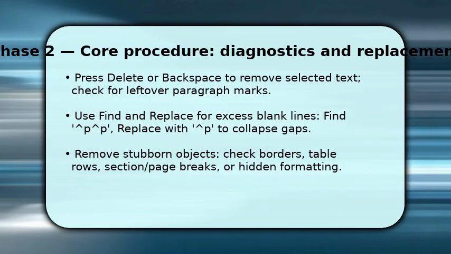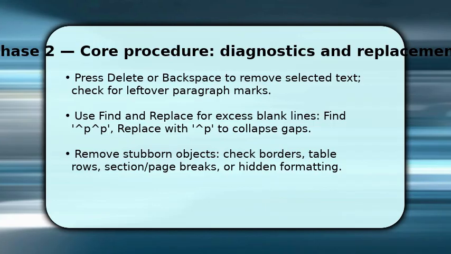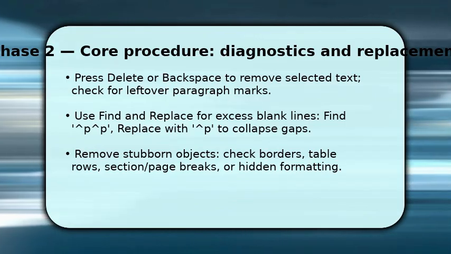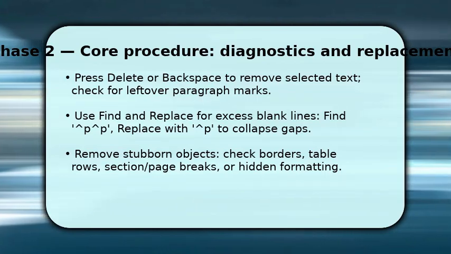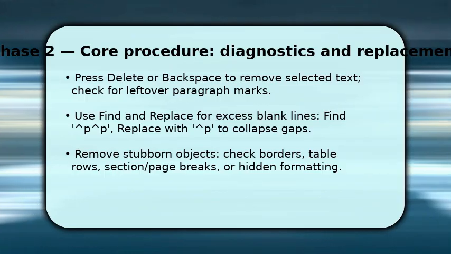If multiple blank lines appear, use Find and Replace. Search for ^p^p and replace with ^p to collapse repeats. Repeat until clean. For stubborn lines caused by tables, borders, or section and page breaks, show formatting and delete those specific objects. Make sure to inspect the paragraph border settings, because a visible line may be a border, not text.